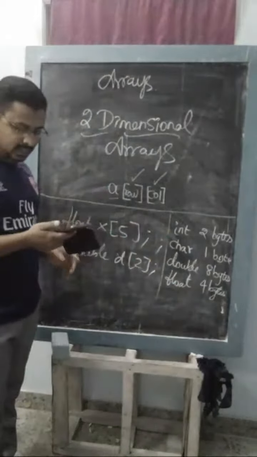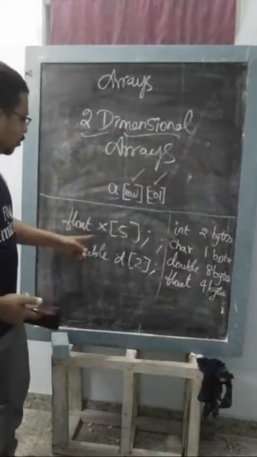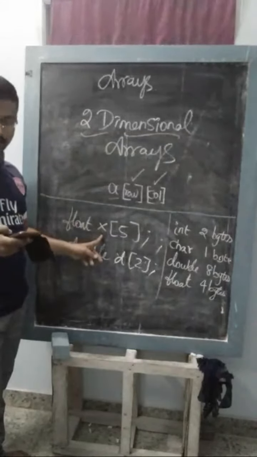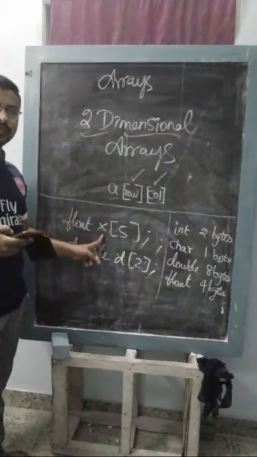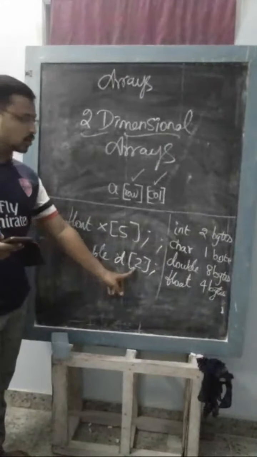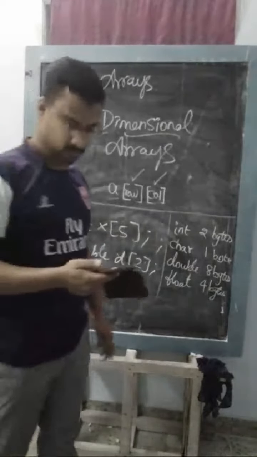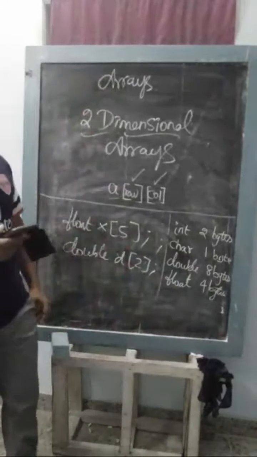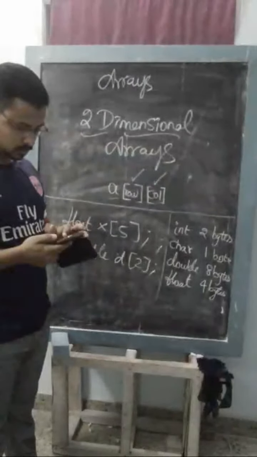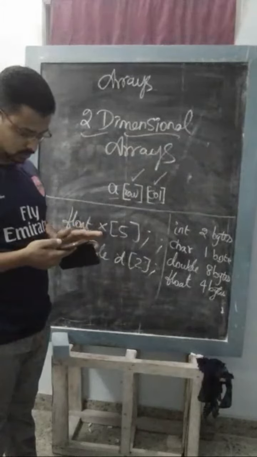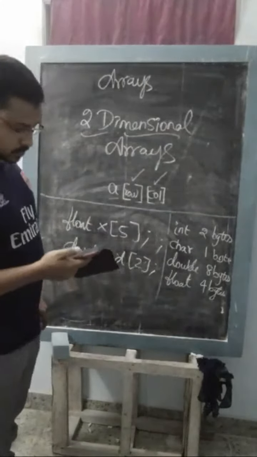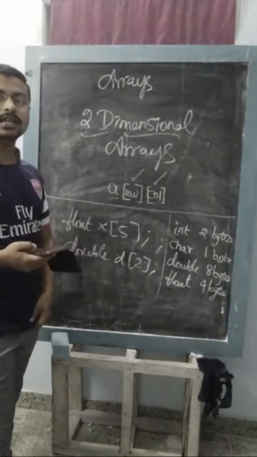Okay, I need the answer. How many elements are there in the X array? And what is the size of the X array? How many elements are there in the D array? And what is the size of D? Quick answers, I'm expecting. I'm expecting the answer from you.